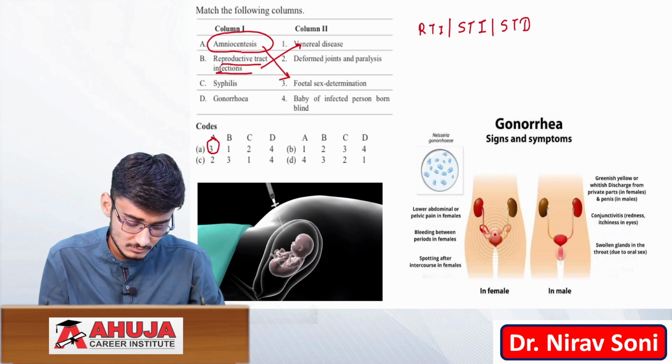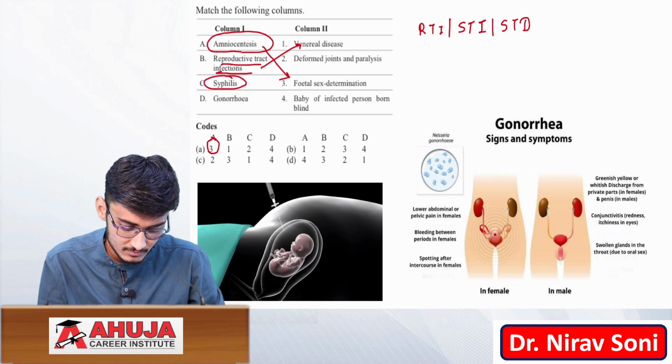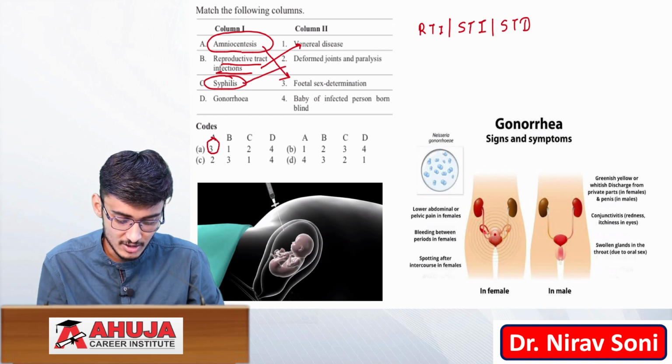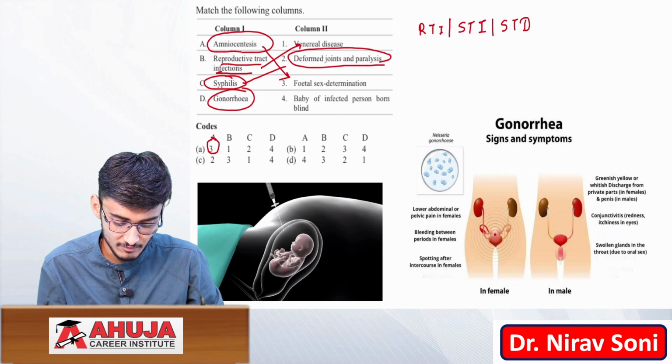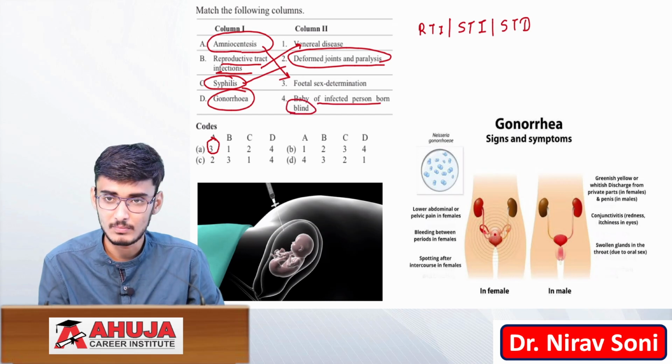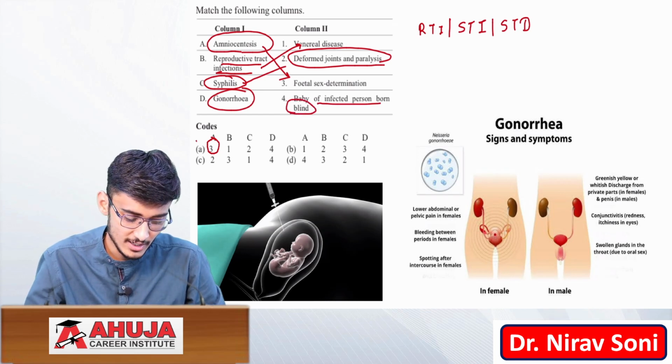Syphilis. The main symptoms of syphilis are deformation of joints and paralysis. And gonorrhea, the baby of an infected person is born blind. The option A should be right over here.